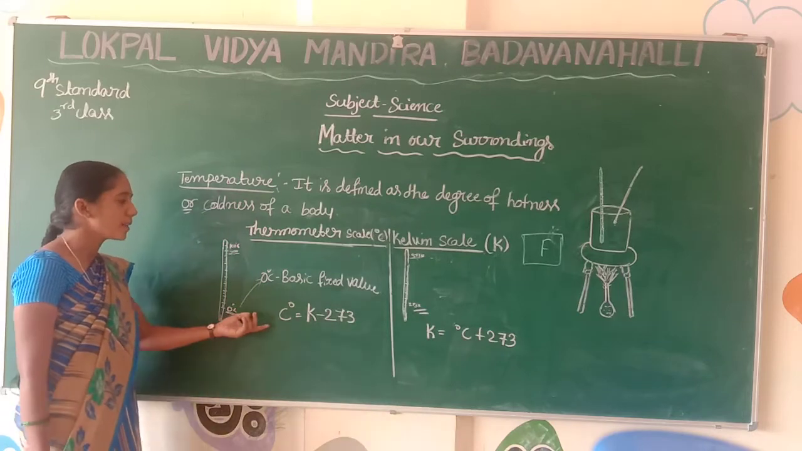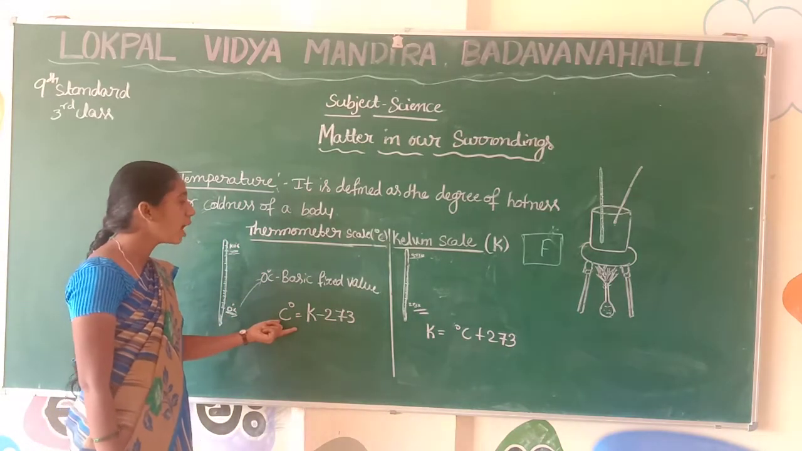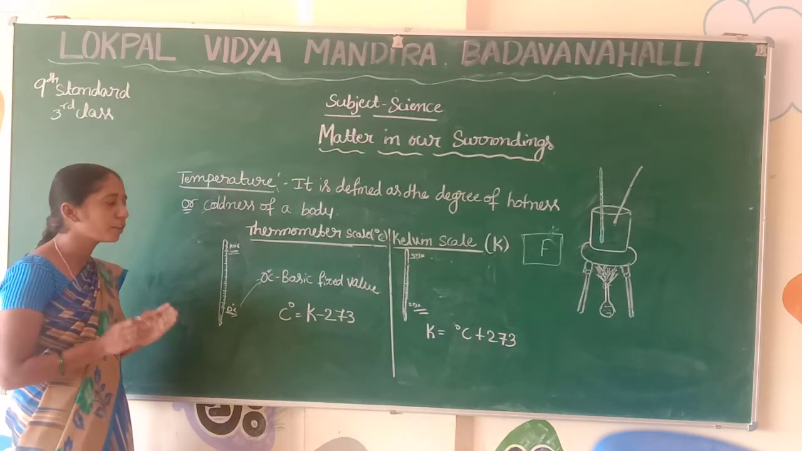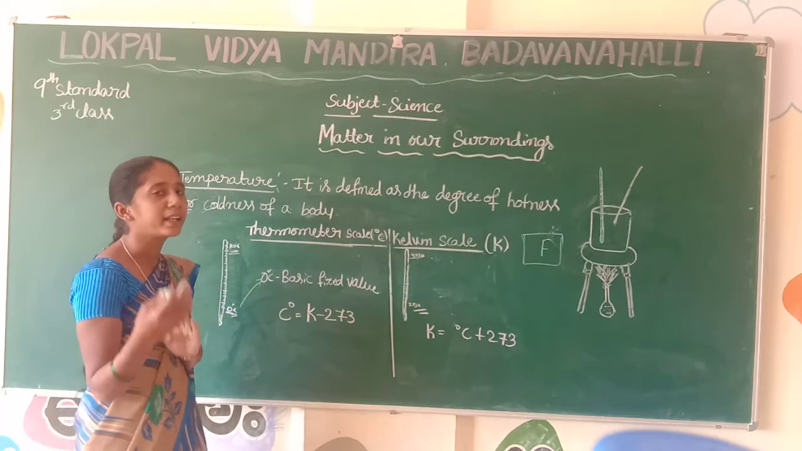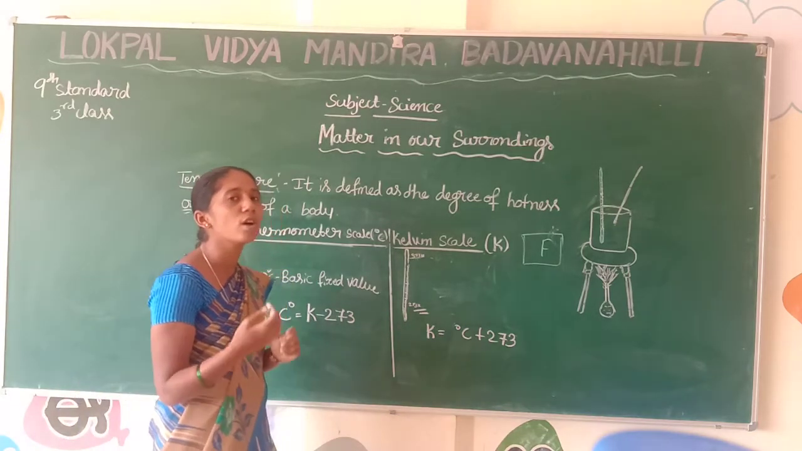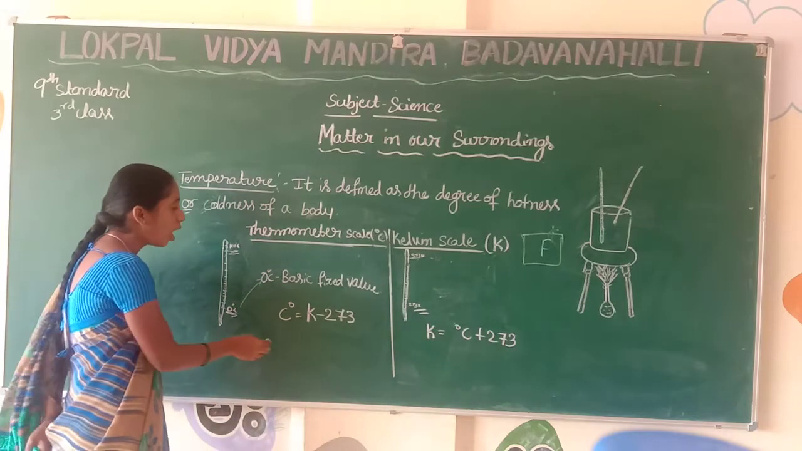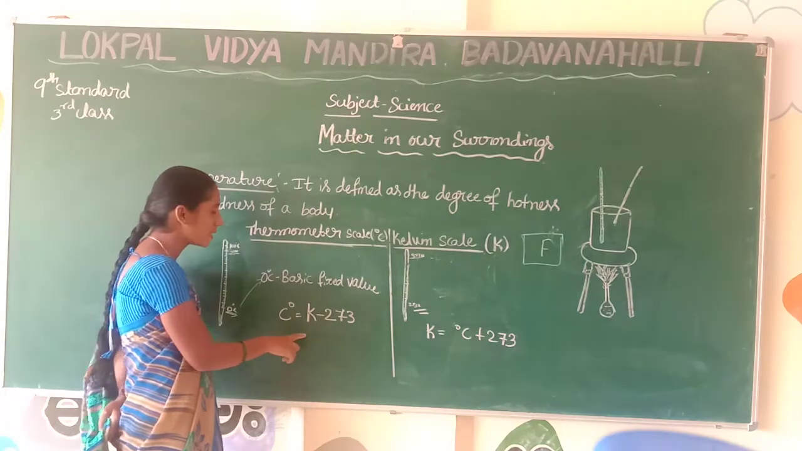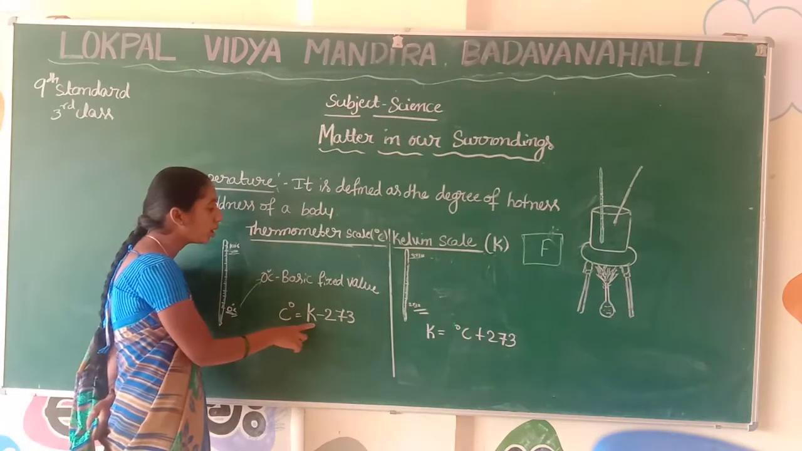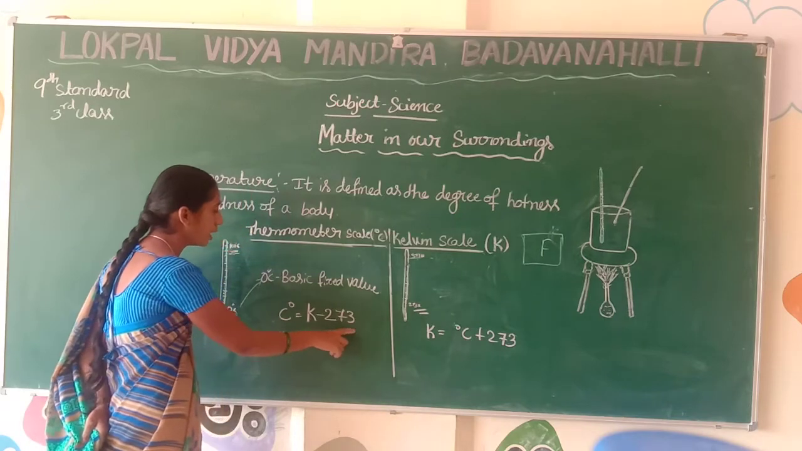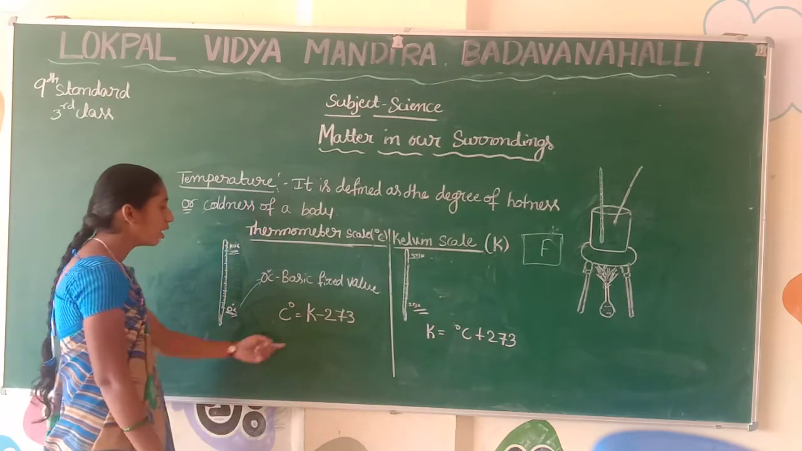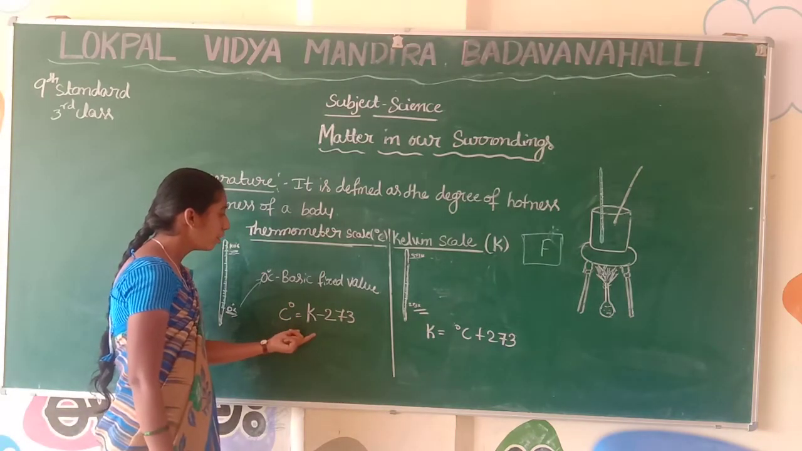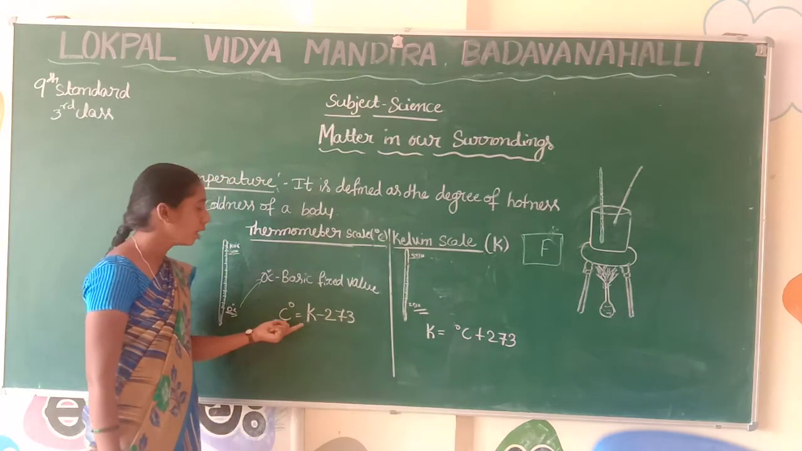Here, some formula is present. This formula helps us to convert the temperature of the body from degree Celsius to the Kelvin scale and also from the Kelvin scale to degree Celsius. Then how can we convert the degree Celsius into the Kelvin scale? Here one formula is present, that is degree Celsius is equal to Kelvin minus 273. Okay.